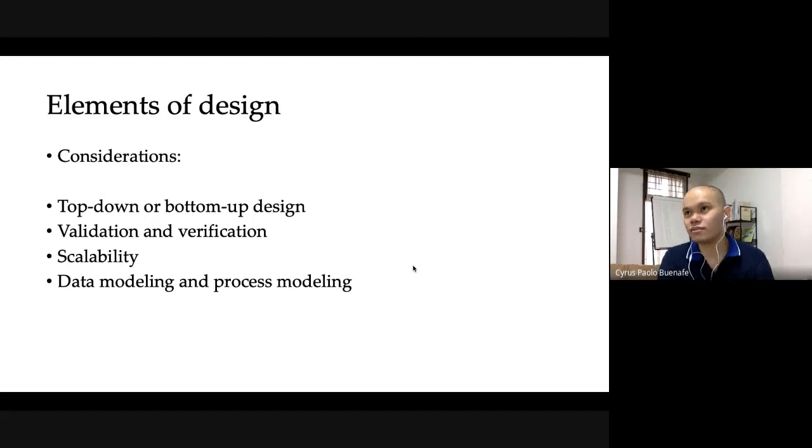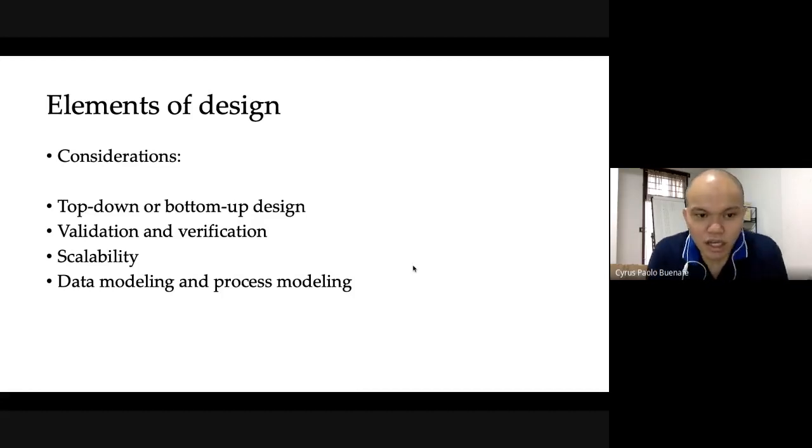Scalability. When you come up with a design, is it something that can work for a specific set of people, for a specific number of people? Or is it something that can move flexibly across a particular spectrum? Can it deal with more users? Can it deal with more diverse users? Those are things that you want to look into in scalability.